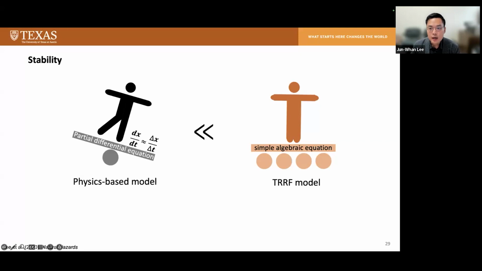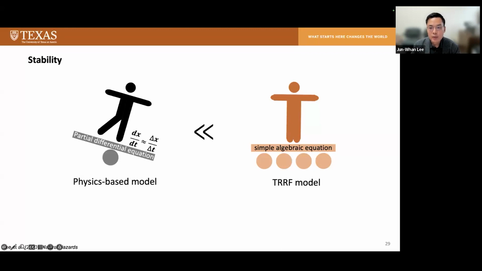In addition, we believe the tsunami machine learning model has an advantage in terms of stability. Physics-based numerical models may have stability issues depending on the numerical scheme, the grids, the time steps, and depending on the initial conditions, which is especially critical for real-time forecasting where lives and property are at stake. On the other hand, the tsunami machine learning model is already stable since it's just solving a simple algebraic equation.